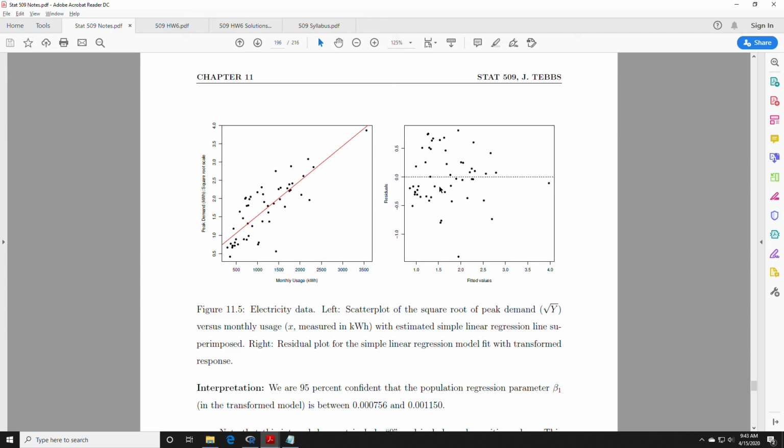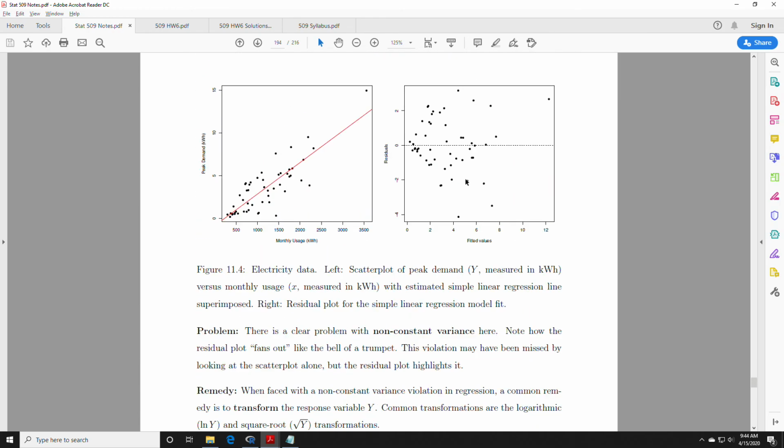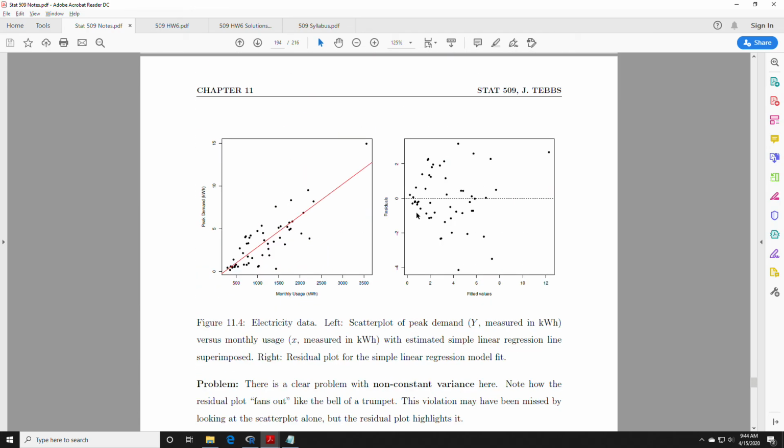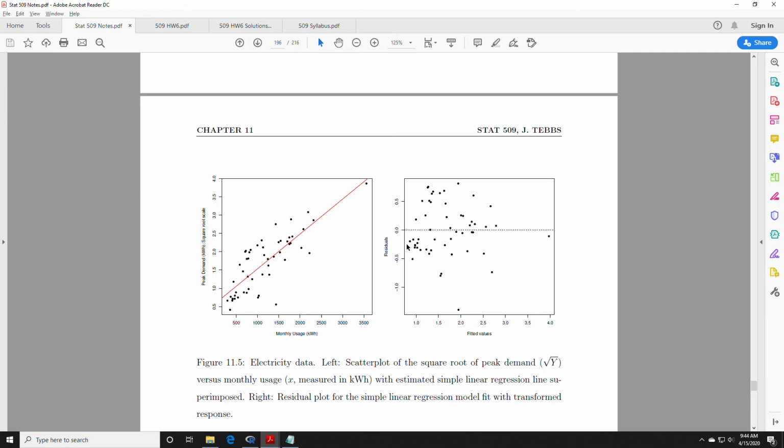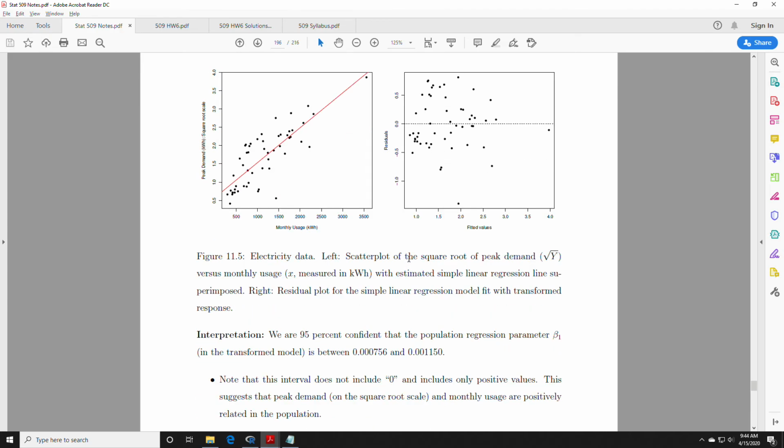So that transformation does seem to have fixed a lot of that megaphone shape, that non-constant error variance. Looking at the spread here, and looking back at what it used to look like, there's a clear pattern before, whereas now it starts to look a little more like a random scattering. Maybe there's a little bit, but not nearly as much.